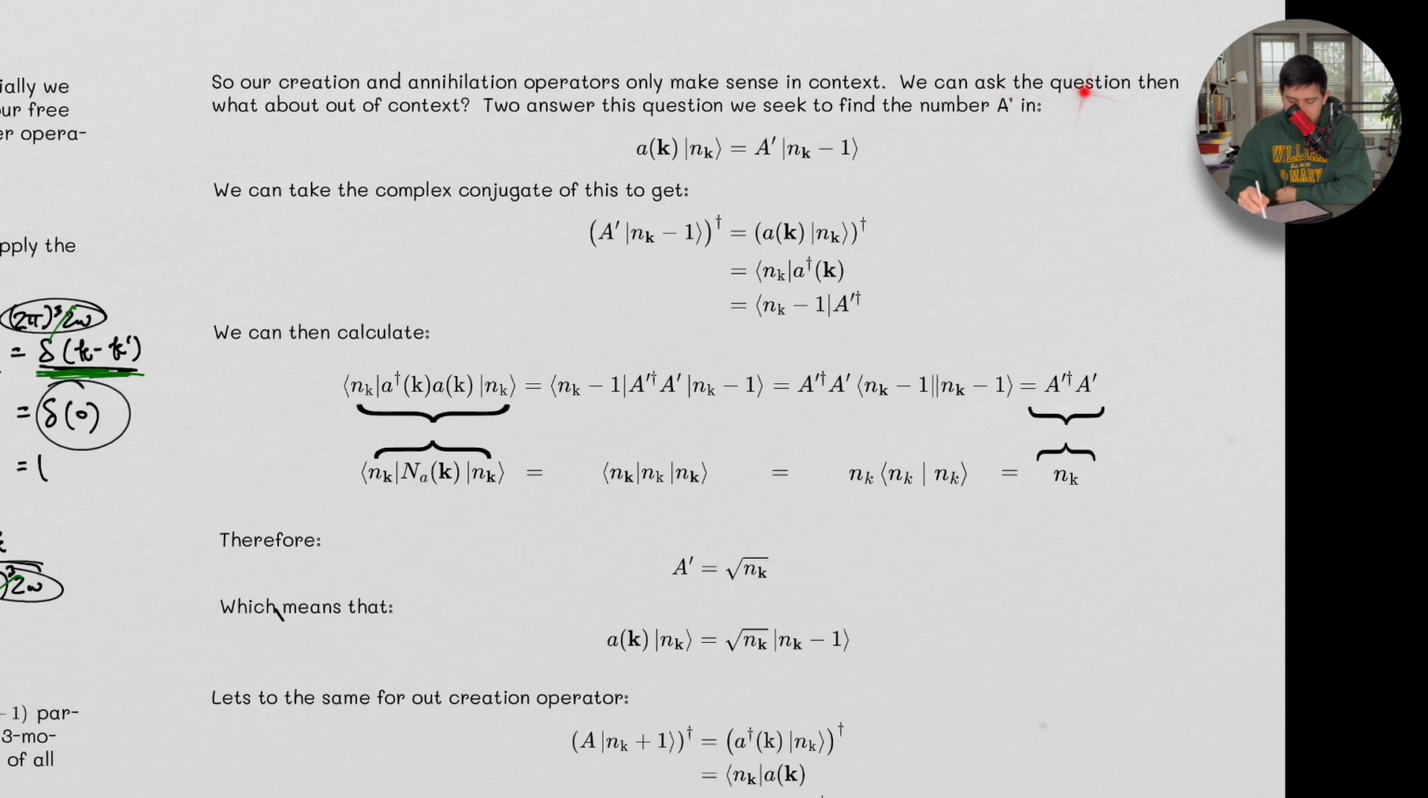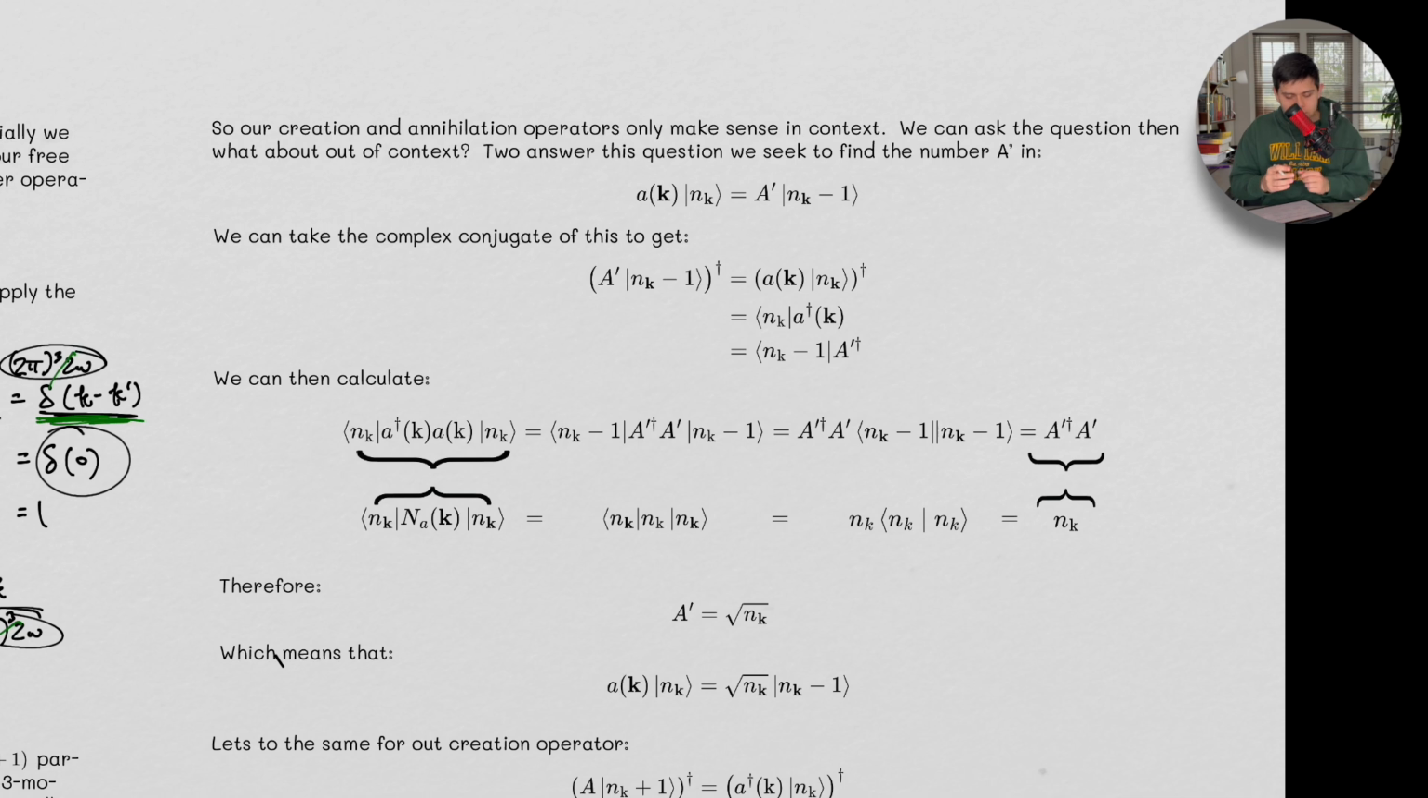So what about out of context? We've calculated these within the context of number of particles, and we calculated them in the context of energy. The next question is, what do they do out of context? Let's go ahead and calculate that. To answer this question, we seek to find the number A prime in this equation here. So we want to know what happens.